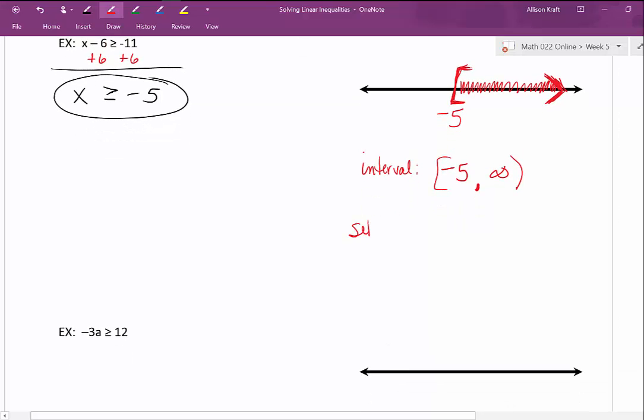Our set builder notation always starts the same. It's the set of all x such that some condition. The x's that we want this time are the x's that are greater than or equal to -5. So that's what gets put into our set builder notation. x is greater than or equal to -5.